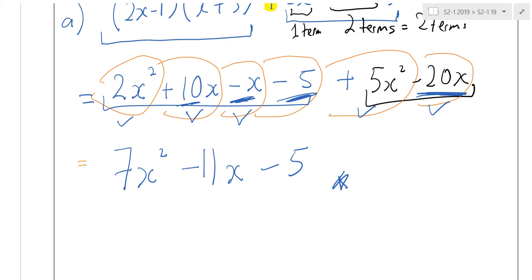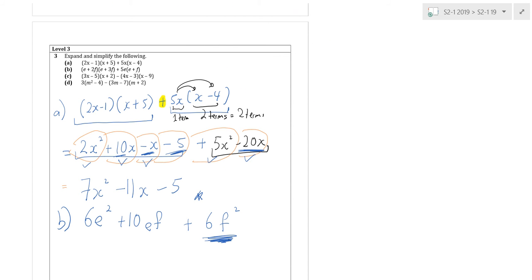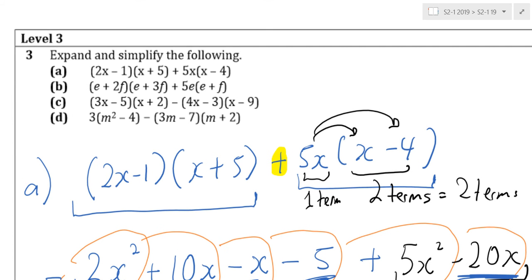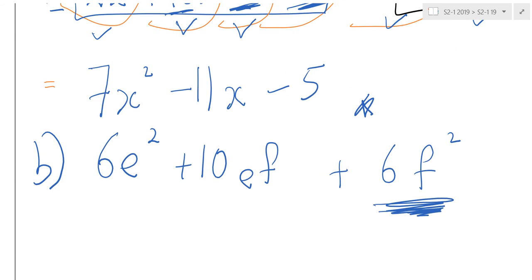Okay, I pause the video here. Let me clarify this again, the last term. Now, 6F, I've zoomed in. B got so many things. Aisha? 2F times 3F will give you 6F squared. Can you follow? That is why it's not just 6F. But can I check from the rest of the class, do you have 6E squared plus 10EF? Who doesn't have? If it's one, I come to you. If it's many, I discuss in the class.